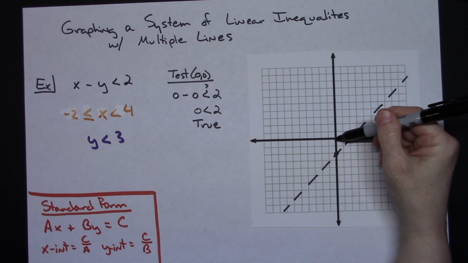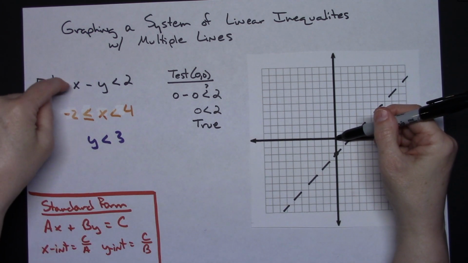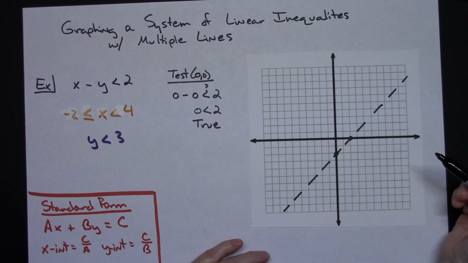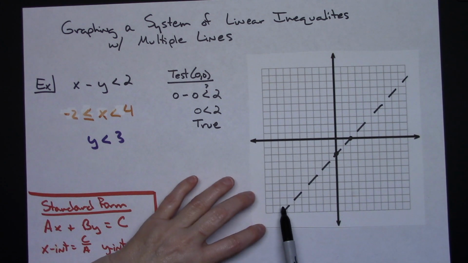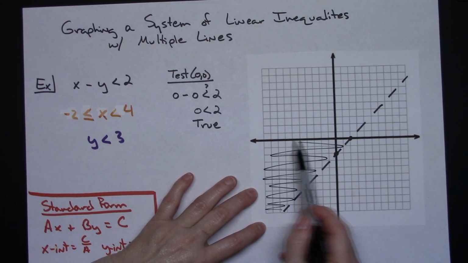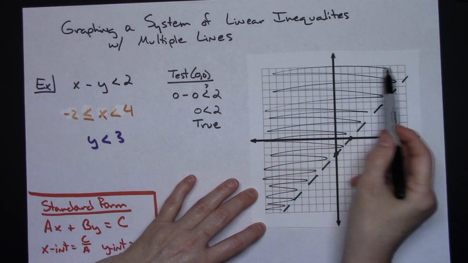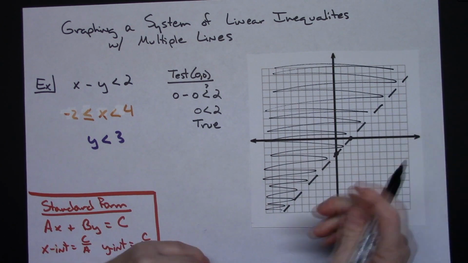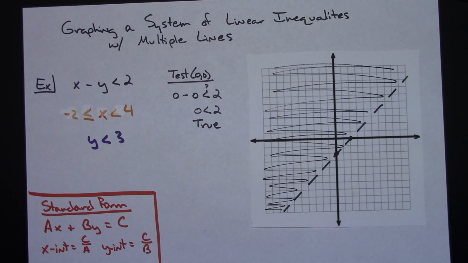So what that means is that that point 0, 0 is a solution to this inequality. So that means all of the points on this side of the line are solutions. Again, there's lots of different ways. People sometimes just draw little arrows. Some people do the whole shading thing. So let's just briefly shade on that side because we know that that's where our solutions are.